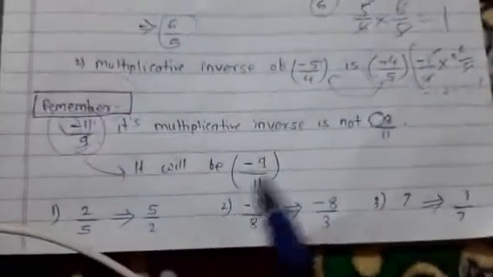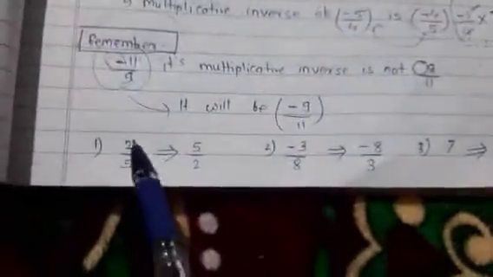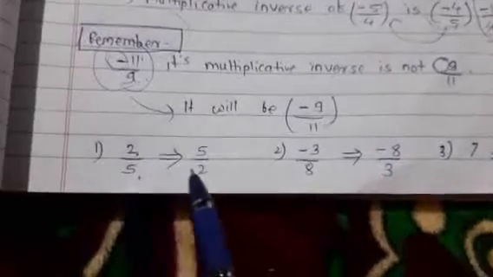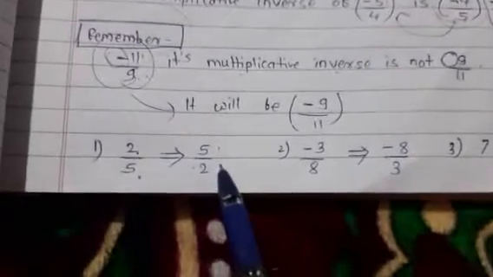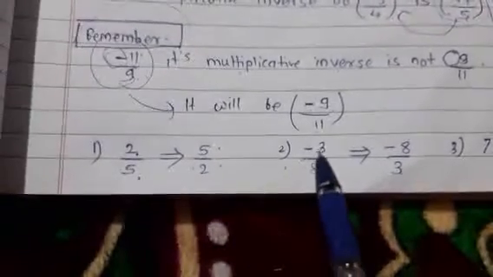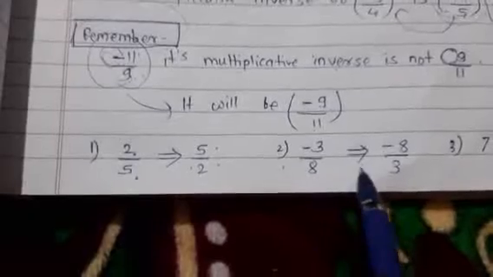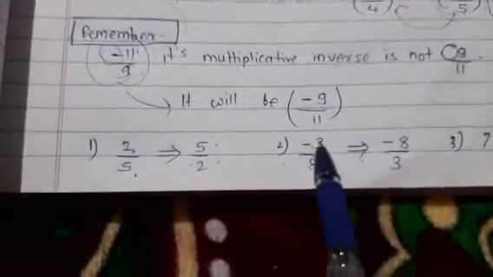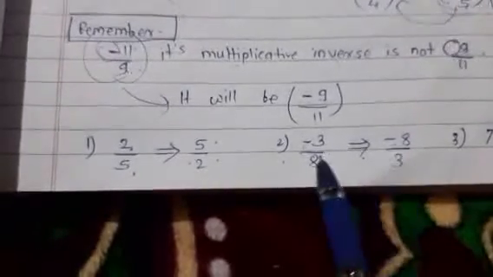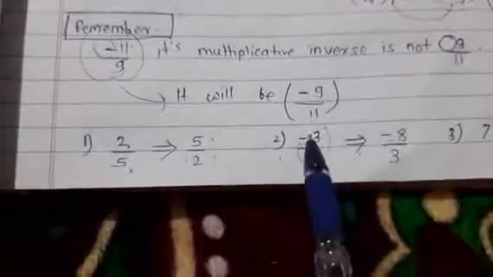Now consider these examples also. 2 divided by 5, its multiplicative inverse is 5 divided by 2. Next, minus 3 divided by 8, its multiplicative inverse has the minus sign as it is. The number is reversed: it is 3 by 8, it will be 8 by 3.